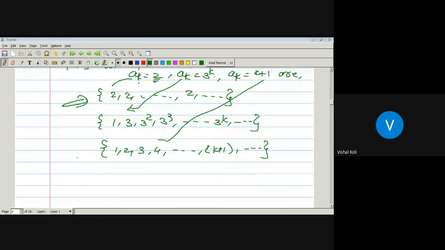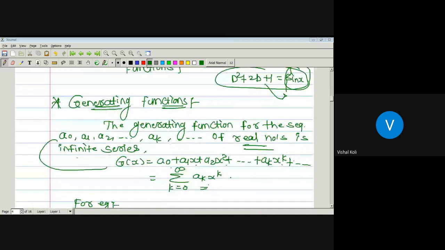Clear? If there is a sequence a0, a1, up to ak, again a sequence, which obviously has infinite terms, a0, a1 up to ak and so on, then its generating function is nothing but g of x, which is nothing but the coefficient of a0. We have to take one coefficient, this one actually a0 x raised to 0. So what is the coefficient of x raised to 0, which is a0? We have to take the coefficient of x as a1, coefficient of x square as a2, and so on. The coefficient of x raised to k is nothing but ak.